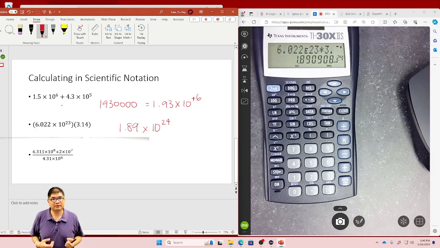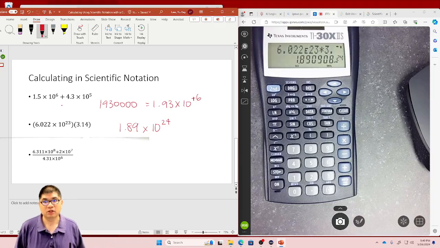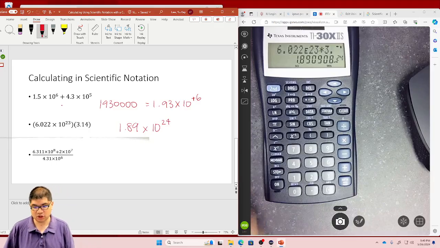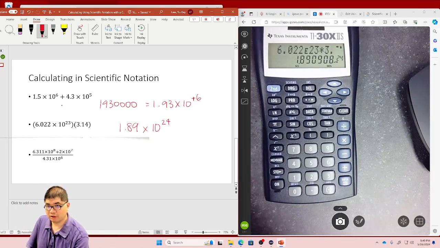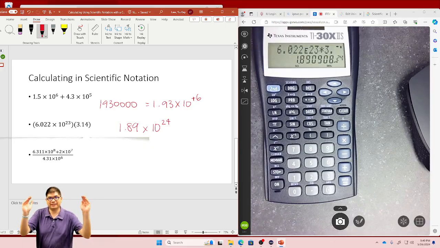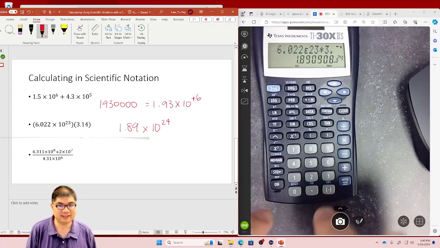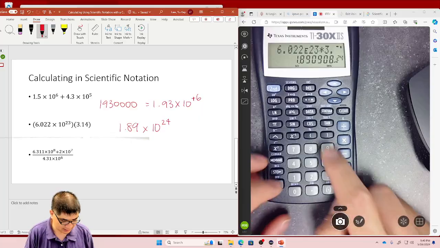Okay? Now the last one's a little bit trickier. This is where a little bit of the order of operations matters, because you see here that we have an addition on top of the fraction. Now you have to remember, everything on top of the fraction is treated as though it has parentheses around it. So we're going to have to put parentheses in our calculator to make sure we get it right.